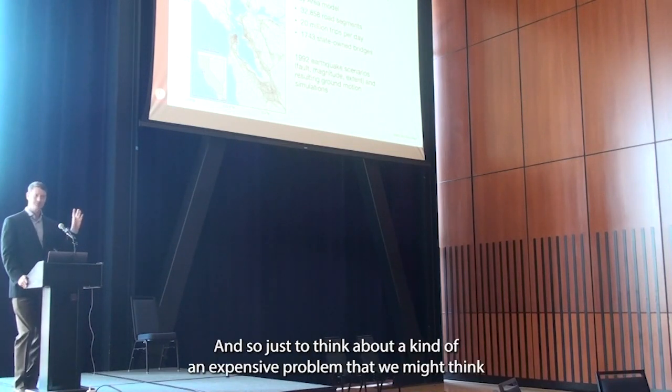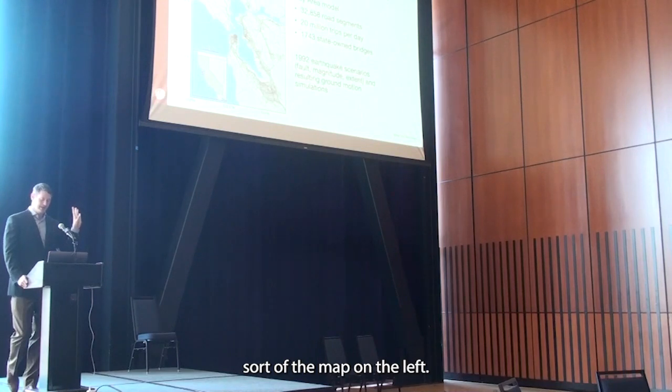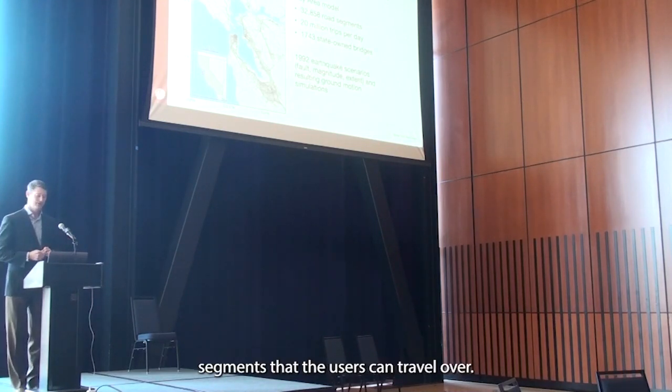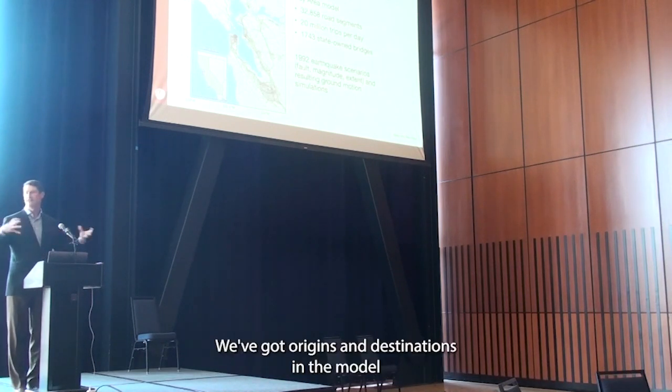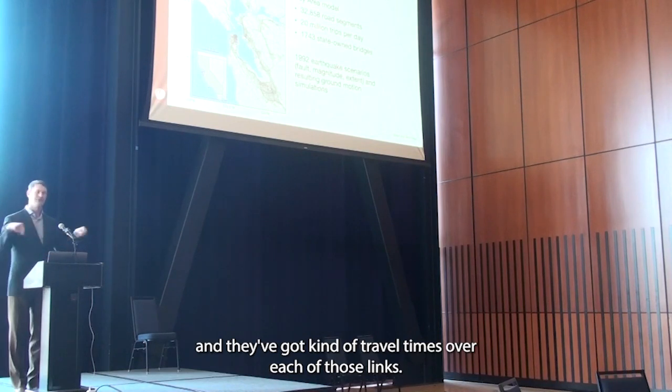To think about an expensive problem, we were working with this Bay Area transportation model, shown in the map on the left. There are tens of thousands of road segments that users can travel over. We've got origins and destinations in the model that users want to travel between, and they've got travel times over each of those links.